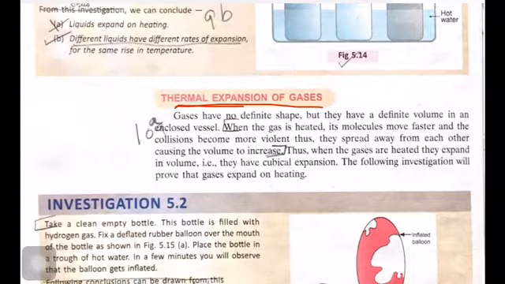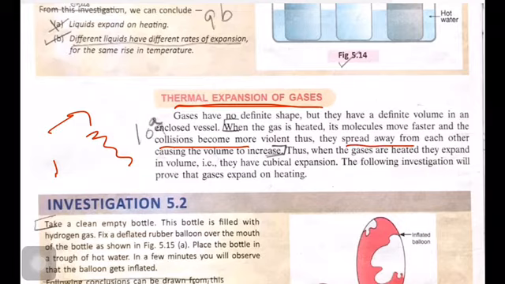Next is thermal expansion of gases. You know that gases have no definite shape, only they have definite volume. So when gas is heated, its molecules keep on moving faster in all the directions. Fine. So when they move in all the directions they collide with each other, and because of that collision they spread away and the volume of the gases increases. The volume of the gases increases and they have cubical expansion. Their volume increases, that's why they have the cubical expansion.